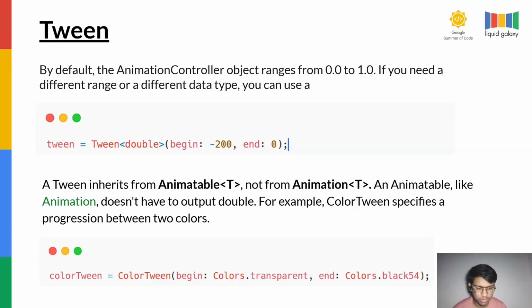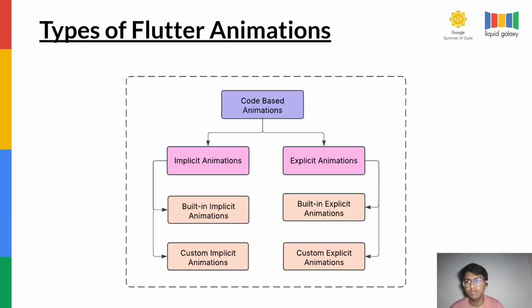Now, these are some keywords that will be used later in the coding. Now I move to the types of Flutter animation. I told you that we would see only code-based animation. Code-based animation in Flutter can be divided into two parts: implicit animations and explicit animations. Implicit and explicit are both further divided into built-in and custom implicit and explicit animations.